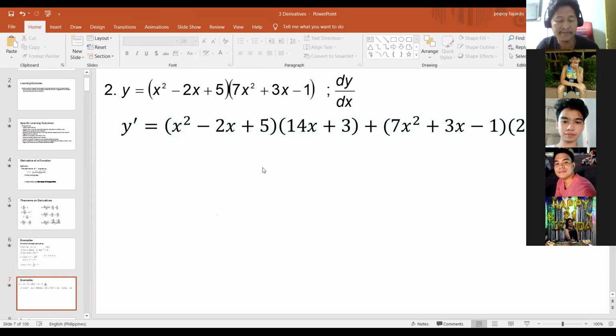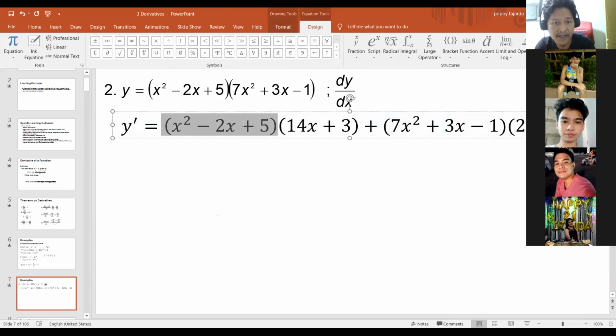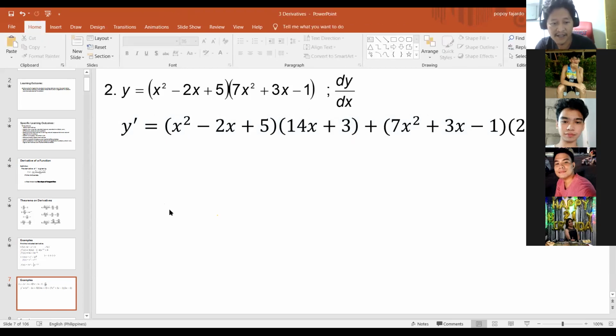Okay, sir. So we just shown here the product rule. So first is we copy the first factor. Ito na yung first factor, x squared plus 2 minus 2x plus 5. And then ito na yung magiging derivative ng second factor. And then ito naman yung plus the second factor, and then multiplied with the derivative of the first factor. Okay, malinaw ba? Any question?